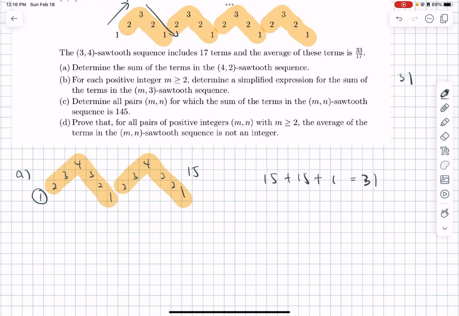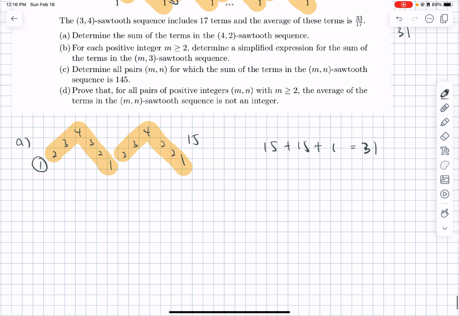Oops, I wrote that on the B part. Okay, so this is 31. B, so for each positive integer m greater than or equal to 2, determine a simplified expression for the sum of the terms in the m-3 sawtooth sequence.